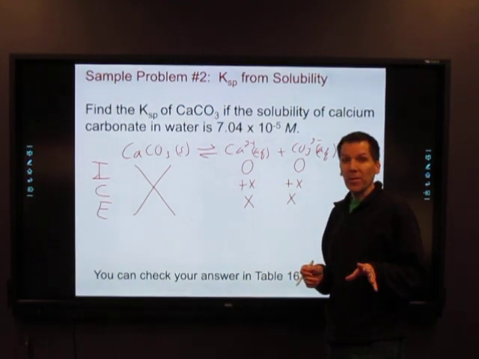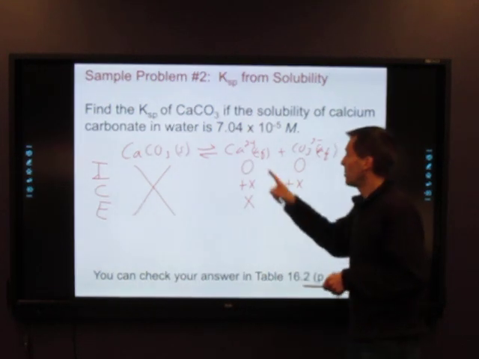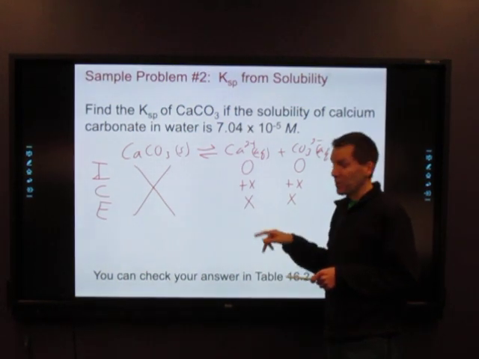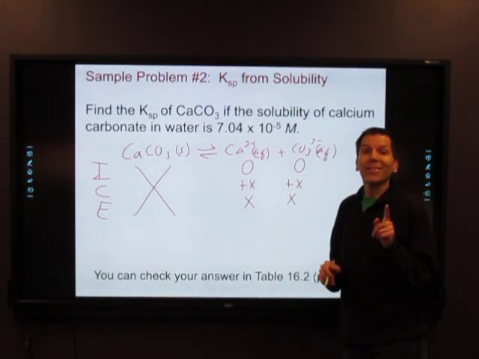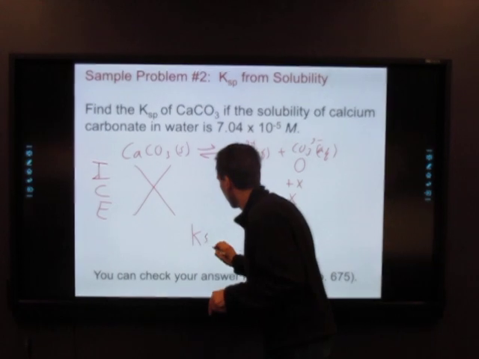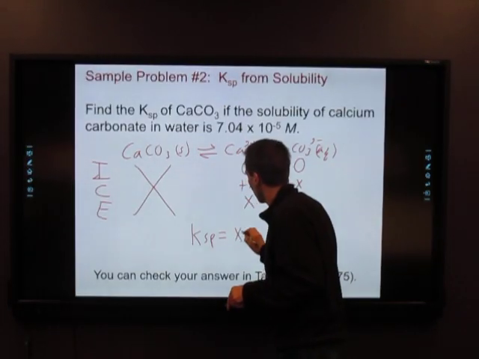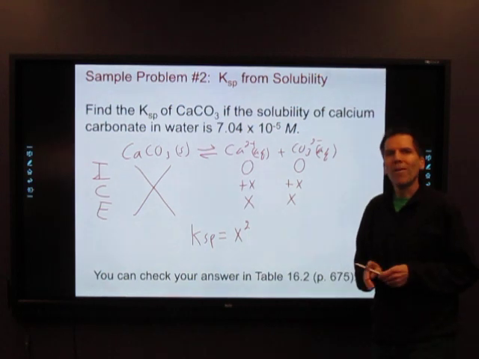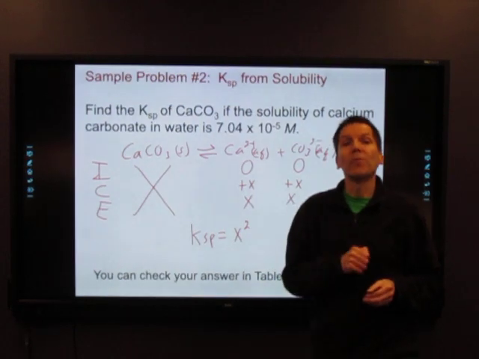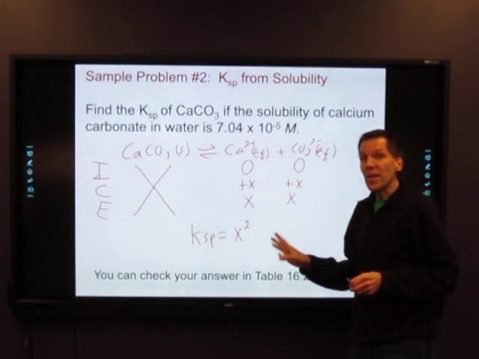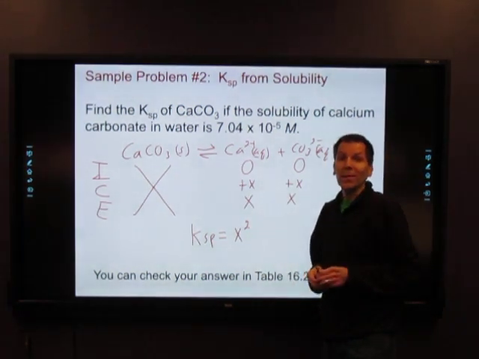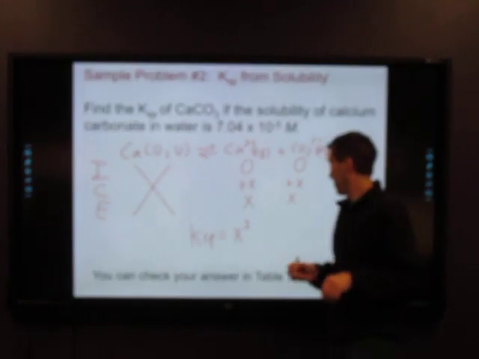Because now, at equilibrium, Ksp equals the concentration of calcium times the concentration of carbonate ions. They're both x's. So Ksp equals x times x, or x squared. The way the problem is set up, you're given the solubility of the calcium carbonate in moles per liter already. The units are the units you need for x. So this problem is simply 7.04 times 10 to the minus 5th squared.